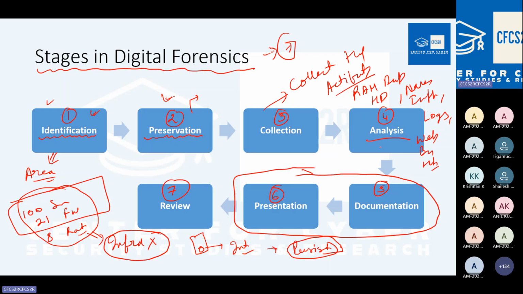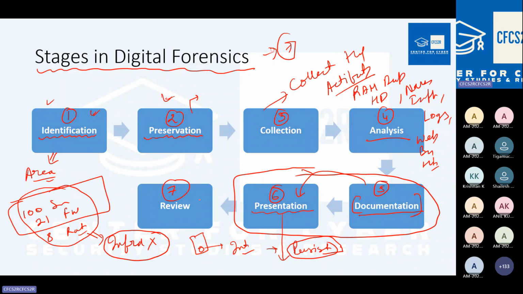Then we have analysis. We will do some analysis, and then we will do the documentation, because unless you document the thing, it's not easy for you to present. There is a huge relation between documentation and presentation. If you are not documenting properly, you are not going to present properly. And if the court of law is not able to understand what you are trying to present, then even with all the artifacts and reliable sources of incident reports, you are not able to prove someone guilty.